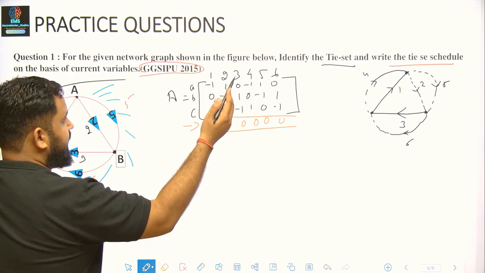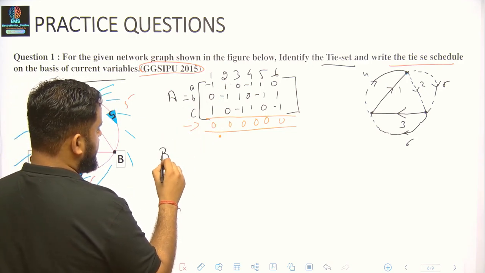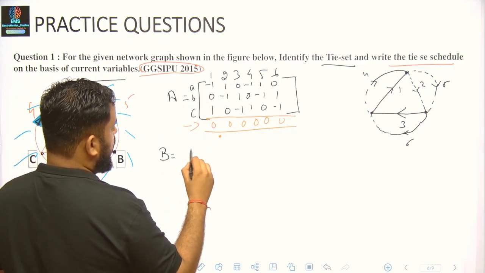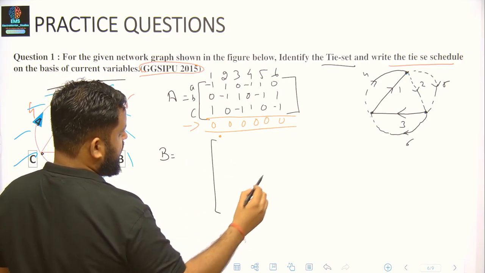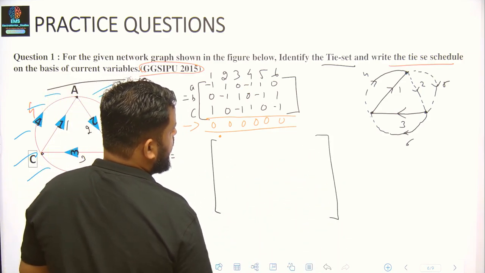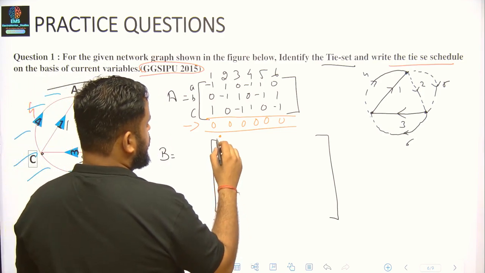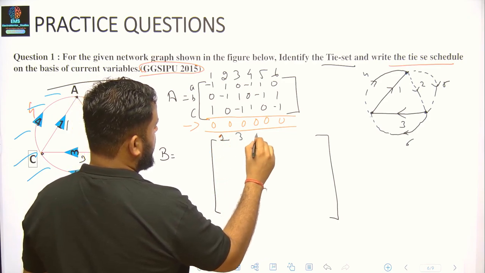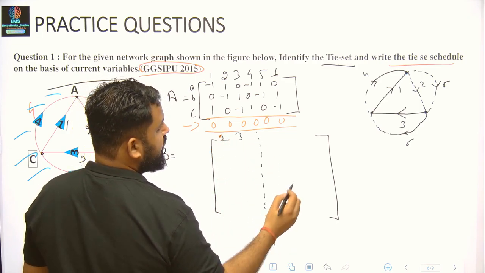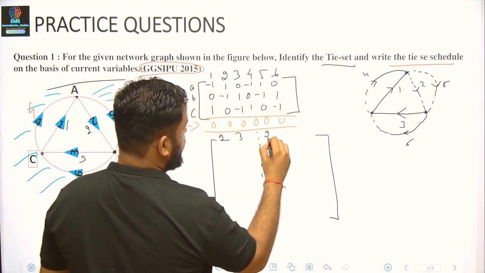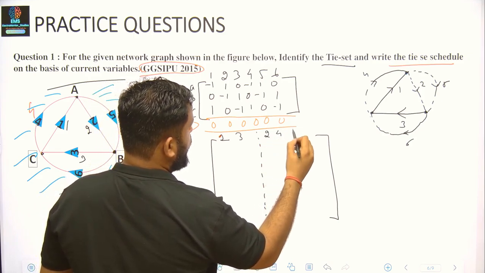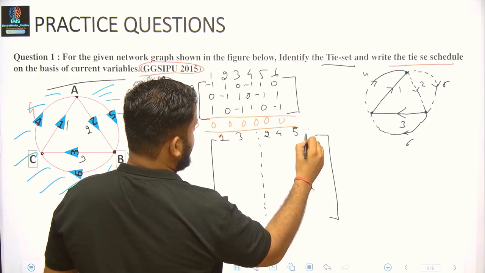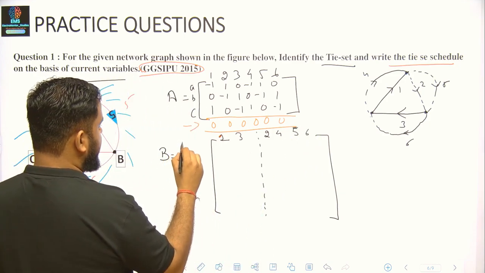So now they've asked us for the tie set, the P matrix. How many tie sets will we have? The number of tie sets will be equal to the number of links. So just write down first the twigs. Twigs are 1 and 3. Links are 2, 4, 5, and 6. So tie sets.